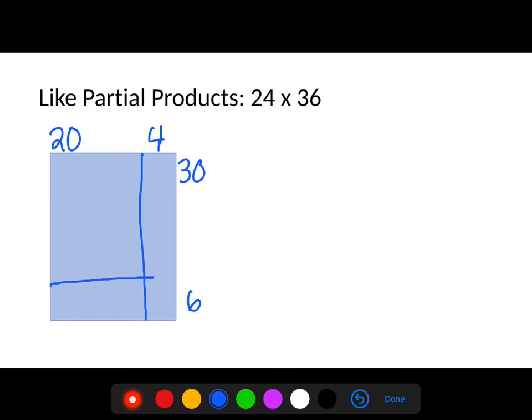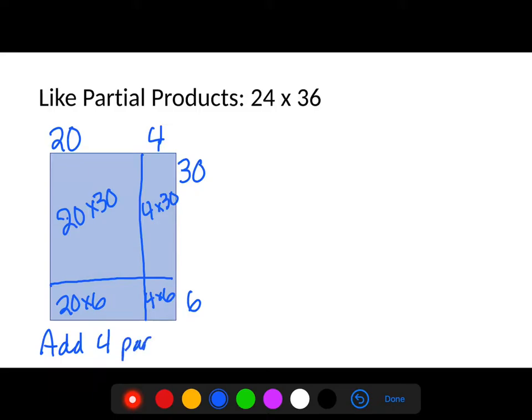And I'd subdivide my rectangle into regions that represent the areas. I'd have a 20 by 30 region, 4 by 30, 20 by 6, and 4 by 6, and then I would add the 4 partial products.